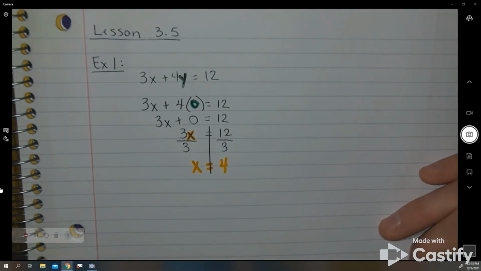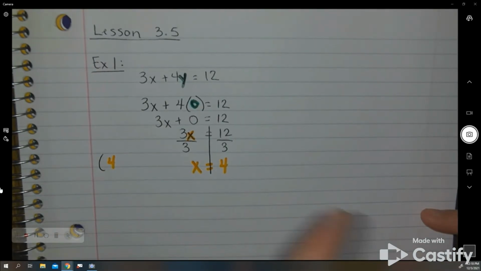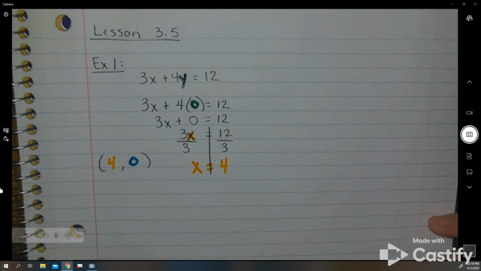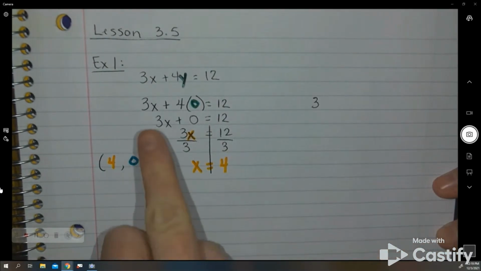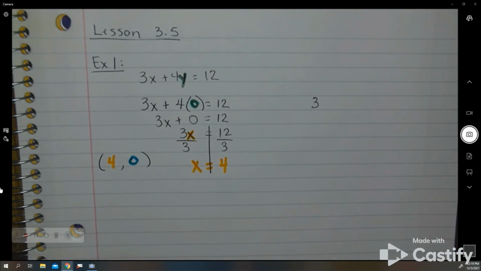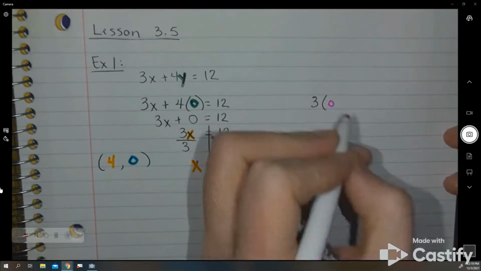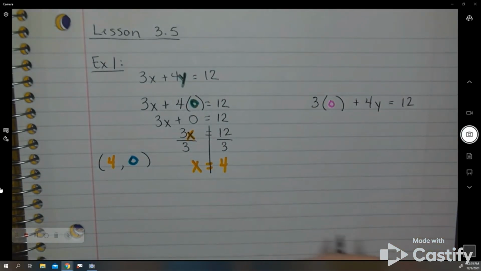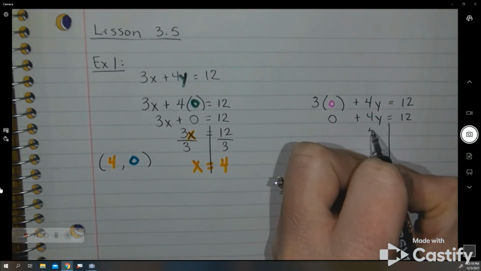If I want to write this as a point for my x-intercept, remember my x value always goes first, so it's the point 4. And I plugged in 0 for y, so it'll be 4, 0. That's my x-intercept. Now I'm going to do the same thing with my y-intercept. This time, because I want to solve for y, I have to plug in 0 for x. So I'm going to have 3 times 0 plus 4y equals 12. 3 times 0 is 0, plus 4y equals 12. So 0 plus 4y is just 4y.